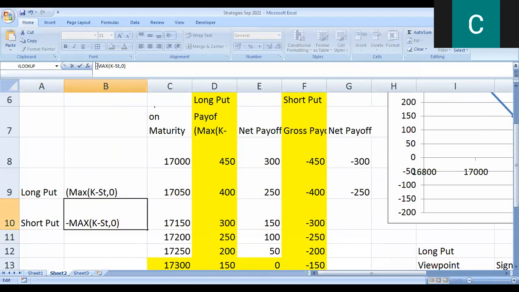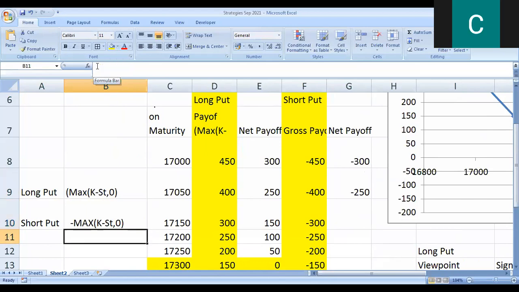Yes, ma'am. Minus of maximum of K minus ST comma 0. Instead of writing minus maximum, can I write minimum of ST minus K comma 0? Is it okay if I put it this way?